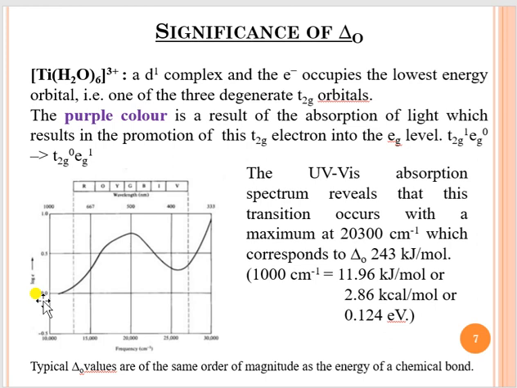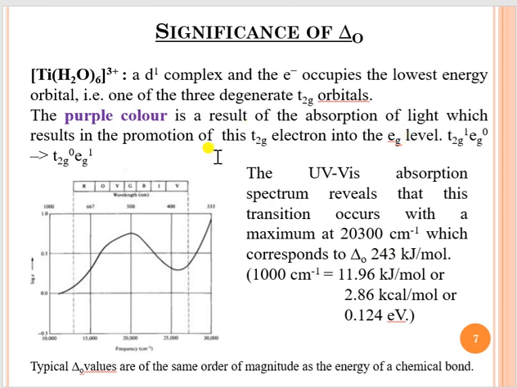Now let us see the significance of delta O. This delta O can be used in explaining the color of transition metal complexes. Let us take the case of Ti(H2O)6 3+. It is a d1 complex in which the electron occupies the lowest energy orbital, that is one of the 3 degenerate T2g orbitals. This complex has purple color. From the UV visible absorption spectrum, we find that it shows a maximum at around 20300 cm inverse, which corresponds to delta O of 243 kilojoule per mole.